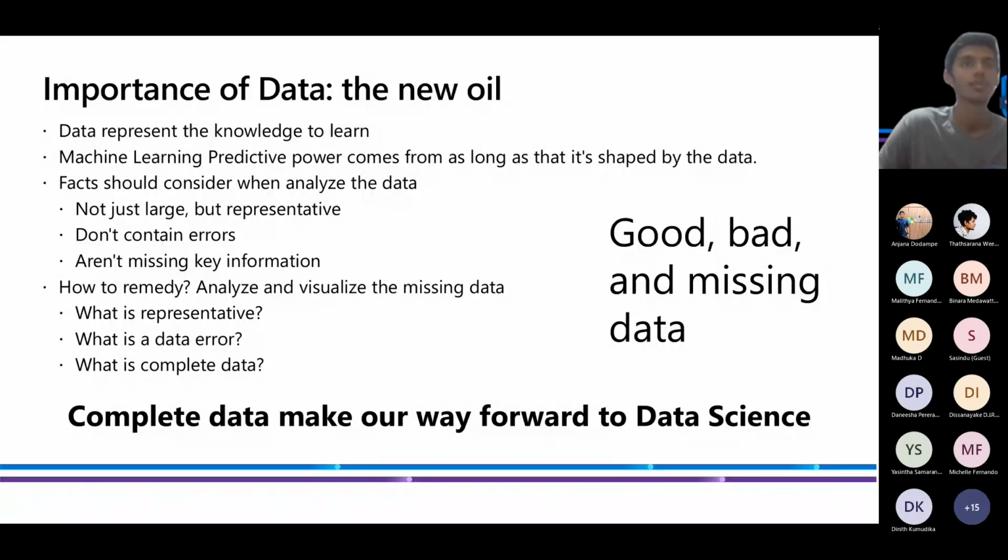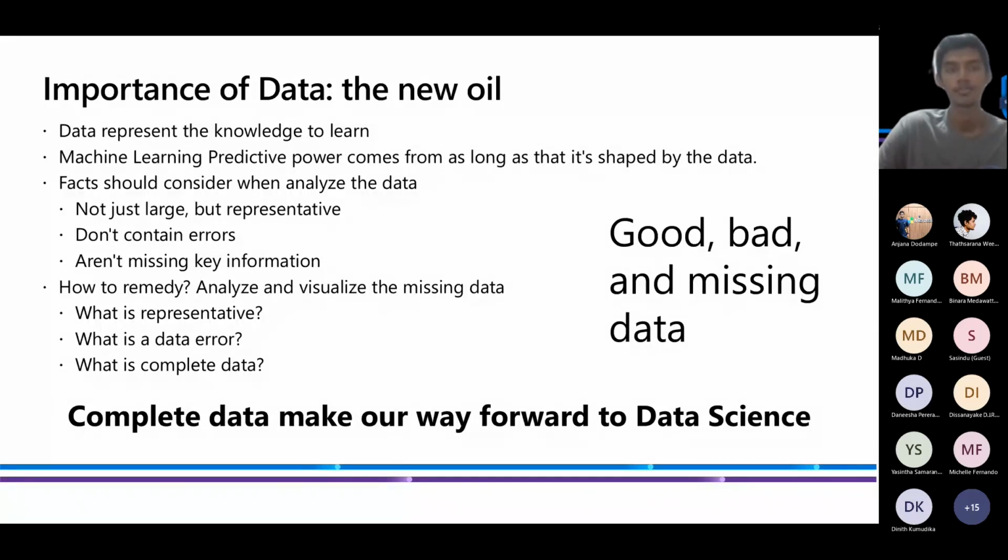So what is the importance of data? As Anjana explained in the last chapter, it is the new oil in the 21st century. So data represent the knowledge to learn in our model. As I said earlier, it all begins with data. After we collect our data, it is really important to grab all of the relevant data. Machine learning predictive power comes from the fact that it's shaped by data.